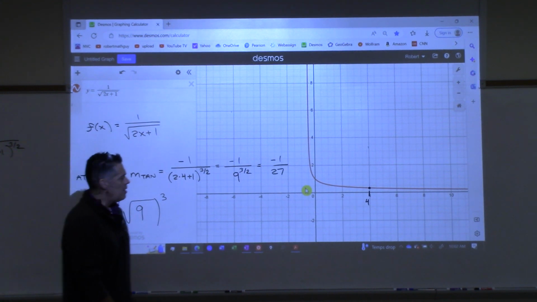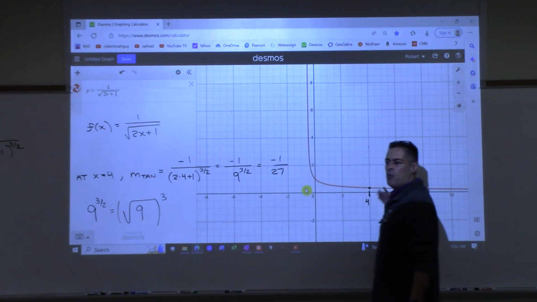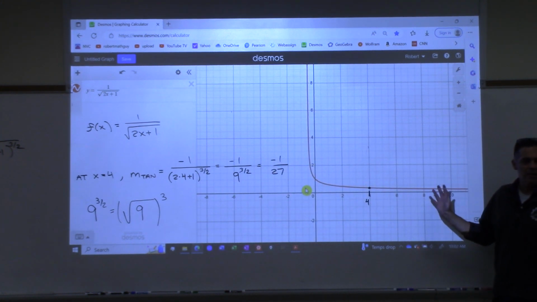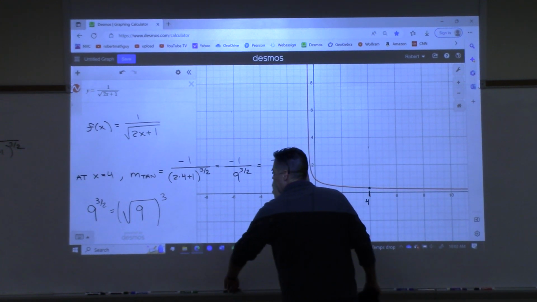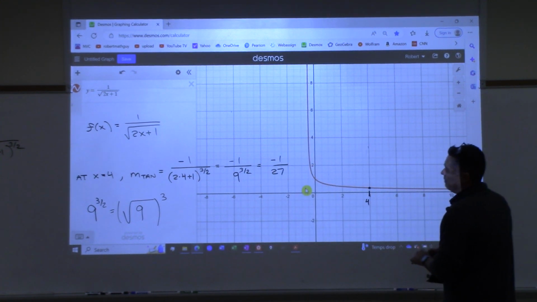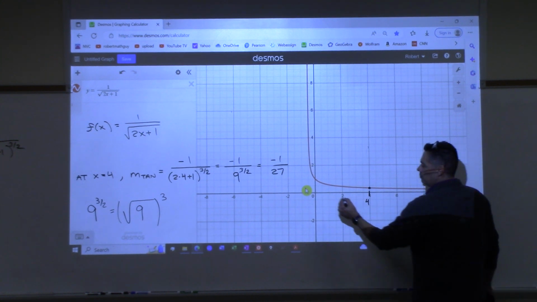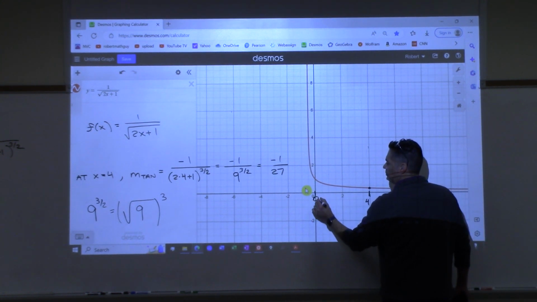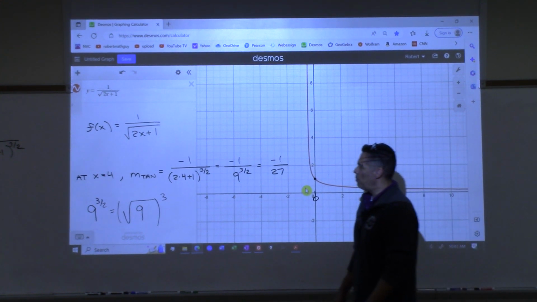Let's try another one, another point. See, this formula is like a magic formula. I can go to any point I want and figure out what the slope is. So what would be an easy one? You know what? How about 0? That point right there. That should be pretty easy for us to plug in, right?